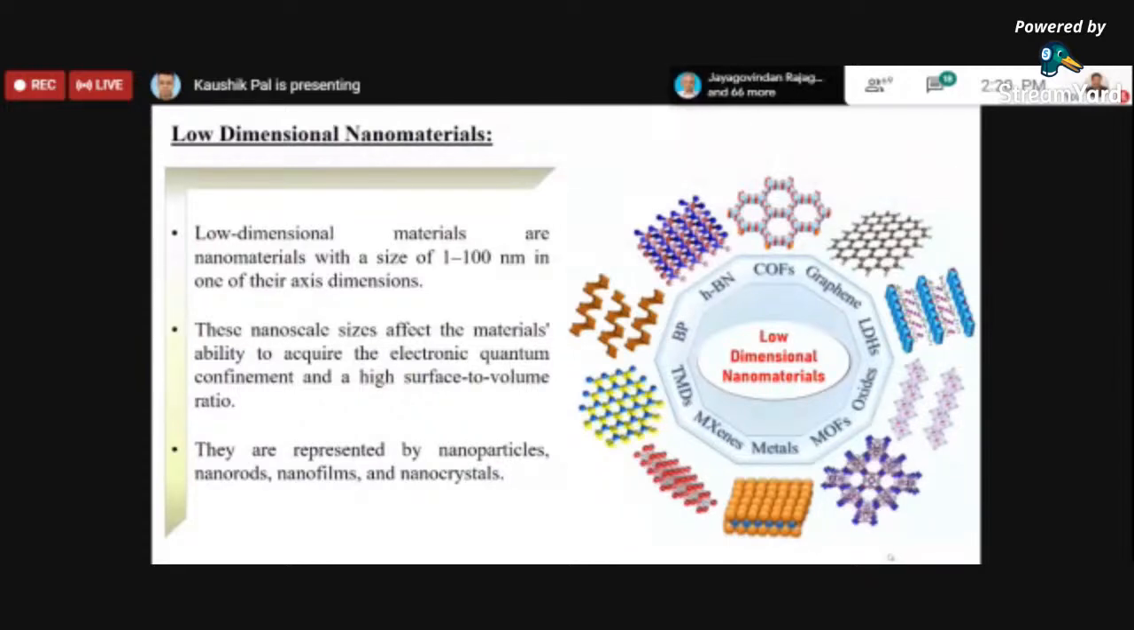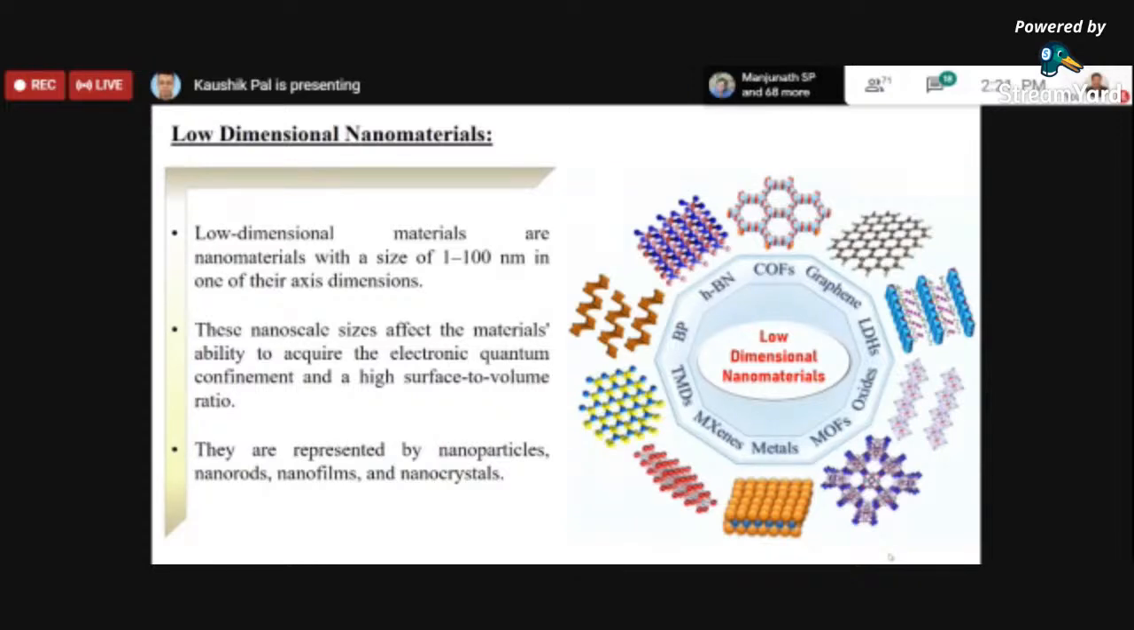So low dimensional nanomaterials: when the size of that particular nanomaterial lies between 1 to 100 nanometers in one of its axis dimensions. Why am I talking about one of its axis dimensions? Because you have probably heard about 0D, 1D, 2D, 3D materials. It totally depends on how many of X, Y, and Z are in the nanometer range: whether X is in the nanometer and Y and Z are in the micrometer range, or both are in the nanometers and one is in the micrometer. Depending on that, we classify it as 0D, 1D, 2D, something like that.